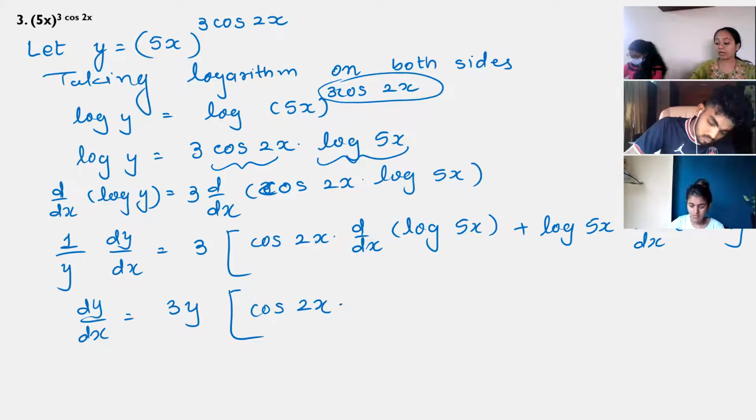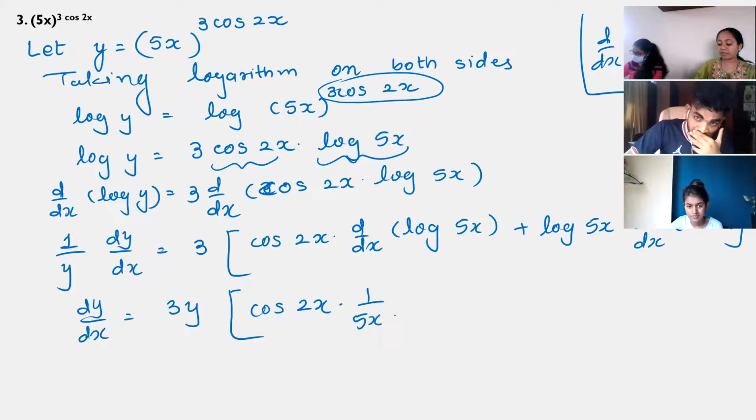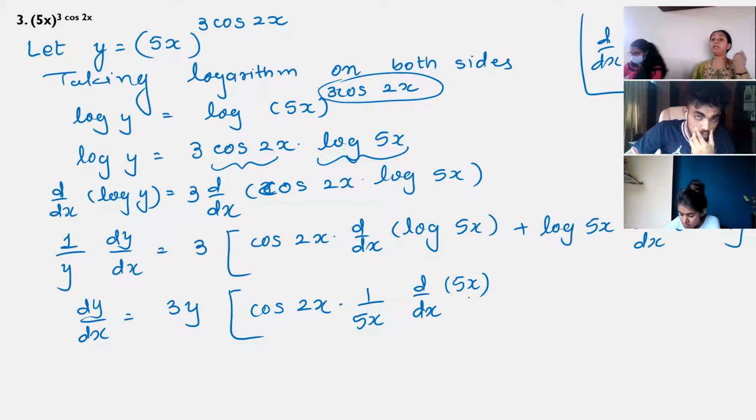If it is log x, we say d by dx of log x is 1 by x. That means log of 5x is 1 by 5x. Right? But it's just 5x again, since that log is not x only. If besides x anything else is there, that means we have to apply the chain rule for that anything.